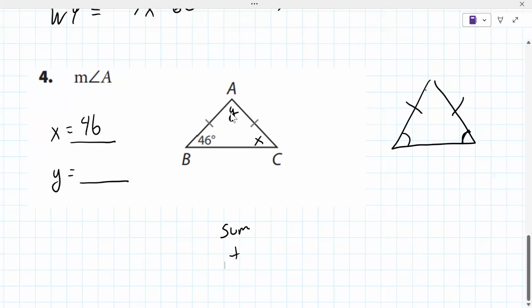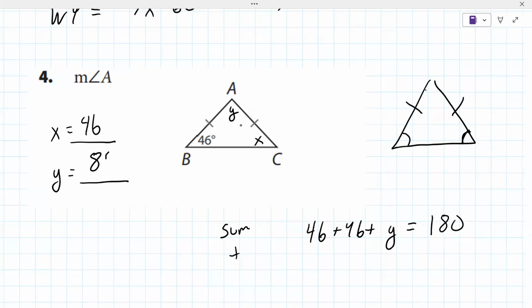Oh, so 46 plus 46. But what is the grand total? There's a number here that I'm looking for. Oh, a triangle equals 180. Yes. So that is how you can find the missing angle. Could you do that for us, please? Okay, Y equals 88. Very good.